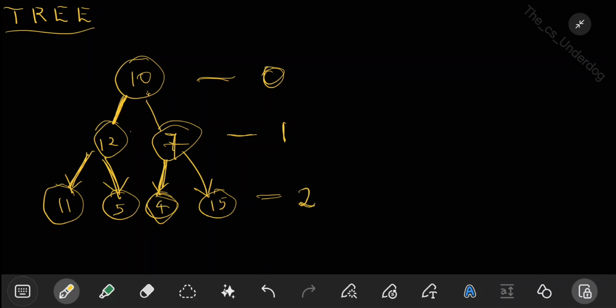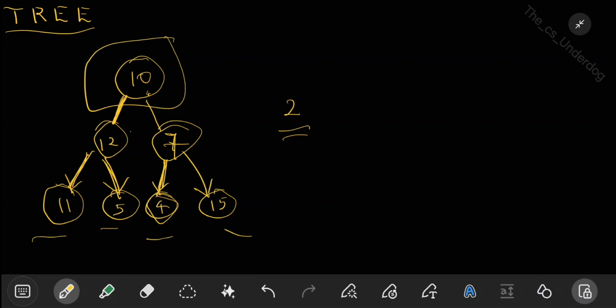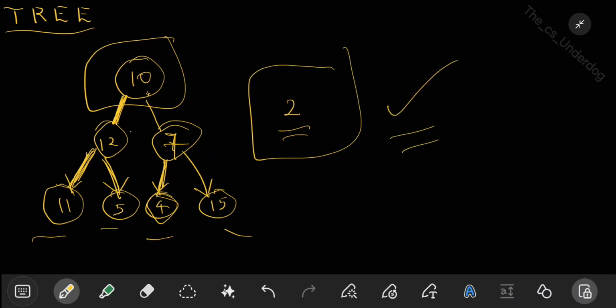Height is the length of the longest path from root to any leaf. So if you see this tree, the height of this tree is 2. Why is the height 2? Because you take any path from root to any of the leaves, the maximum distance you have to travel is 2. 1, 2. That is the maximum number of links you have to cross while going from root to leaf. That is what is called the height of the tree. So this is the basics about trees.